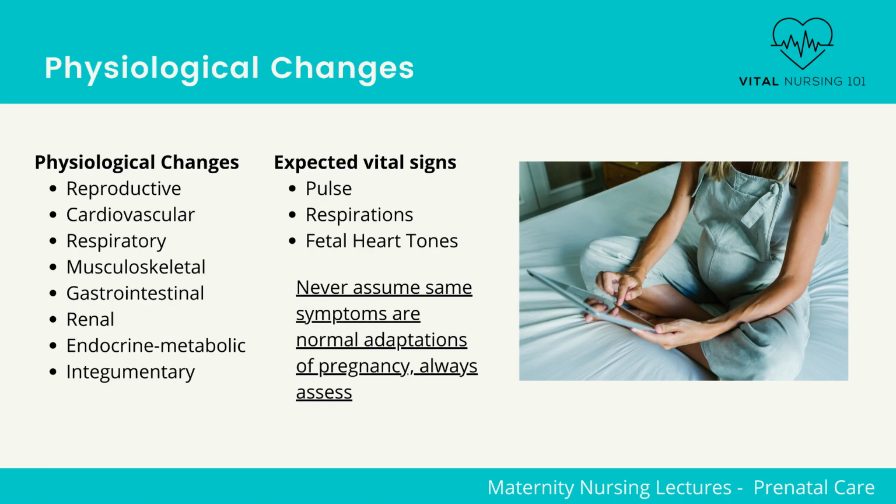Now let's learn about the expected vital signs. As a nurse, it's crucial to know when an assessment is normal or abnormal. Let's start with blood pressure. Blood pressure should be within the pre-pregnancy range during the first trimester. It decreases 5 to 10 during the second trimester. It's important to teach the patient that position affects blood pressure.